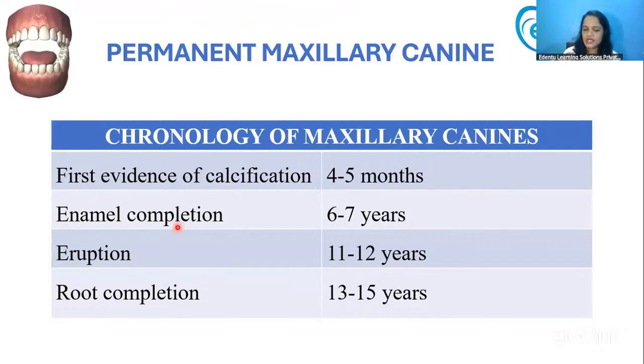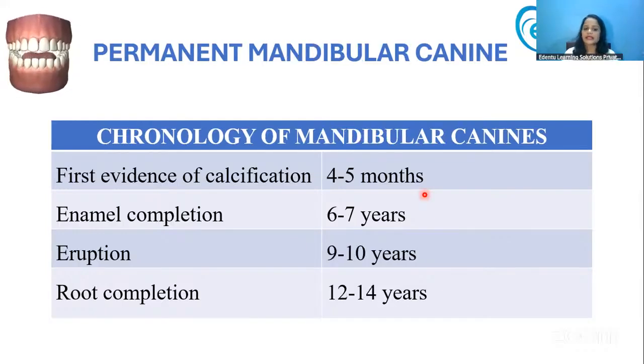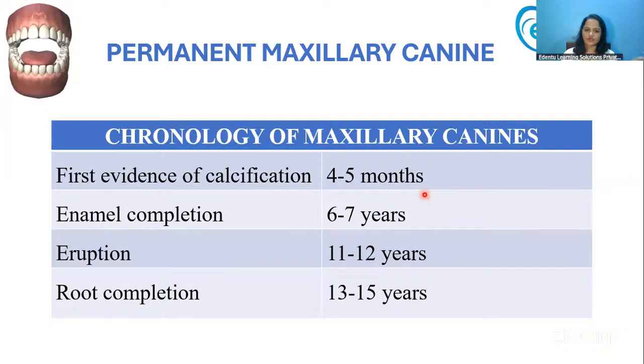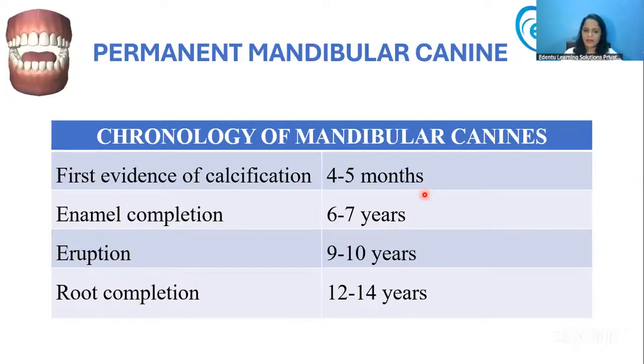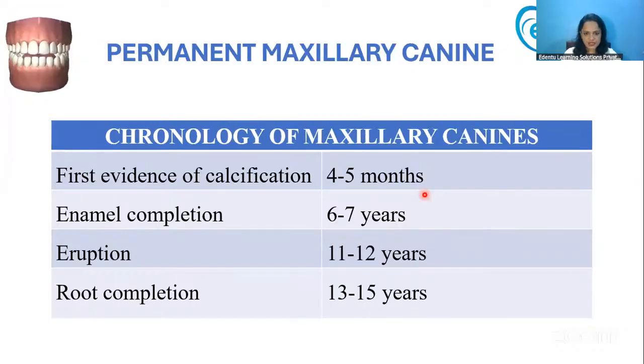Now, if they had asked about the chronology, then definitely you should include this table in your answer sheet. The chronology of the maxillary canines: you should write 4 points mainly. One is the first evidence of calcification, then when the enamel completion is happening, then when the eruption is happening, and when the root completion is happening. The first evidence of calcification, for both maxillary and mandibular canines, is around 4 to 5 months only. Enamel completion is also the same for the maxillary and the mandibular canines. It is 6 to 7 years only.